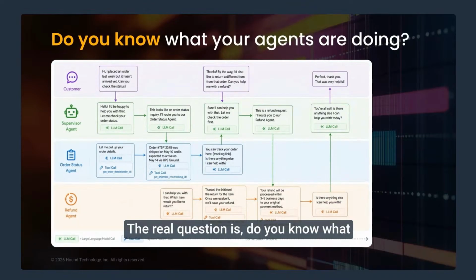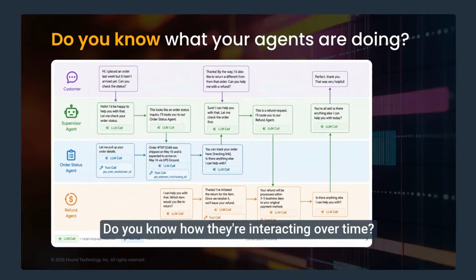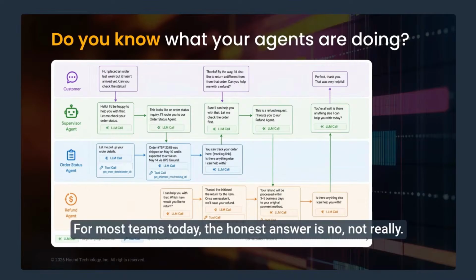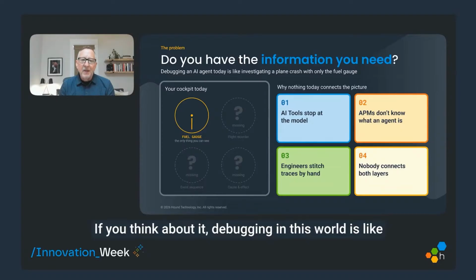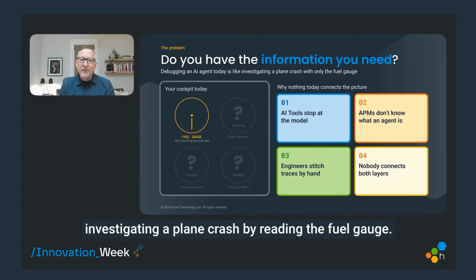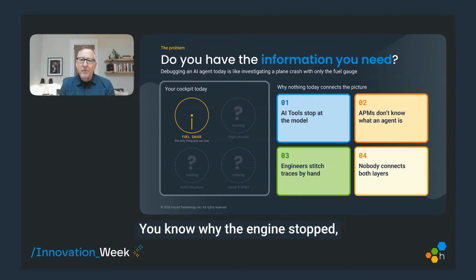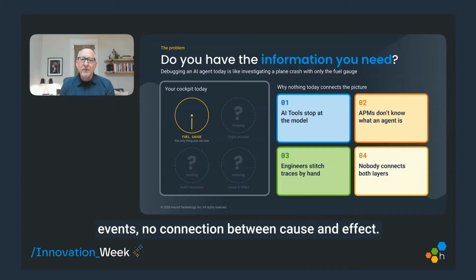The real question is, do you know what these agents are doing in production? Do you know how they're interacting over time? Do you know the conversations that the agents are having with your users? For most teams today, the honest answer is no, not really. If you think about it, debugging in this world is like investigating a plane crash by reading the fuel gauge. You know why the engine stopped, but you don't know what led up to it. You have no flight recorder, no sequence of events, no connection between cause and effect.